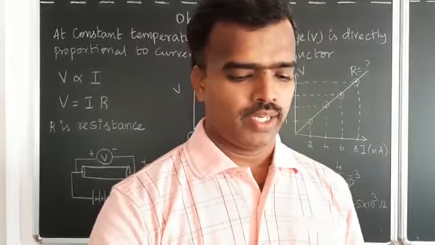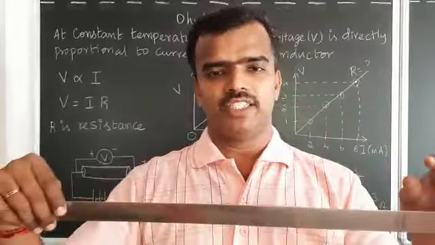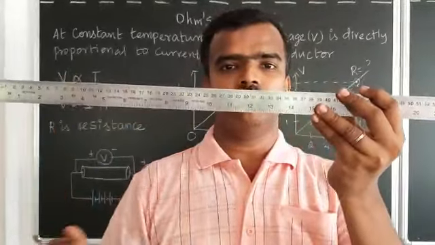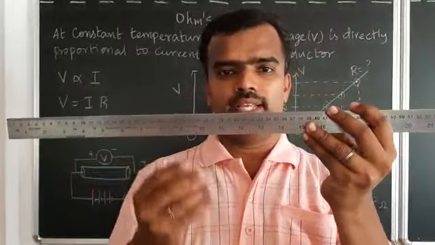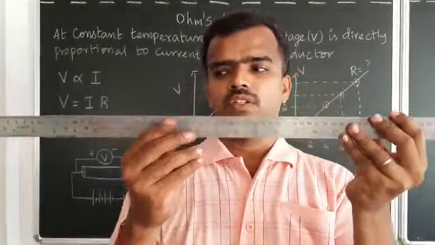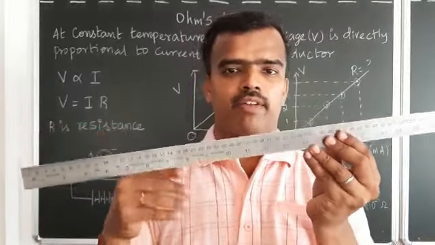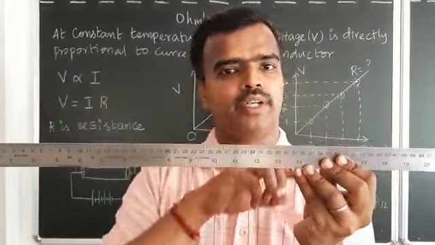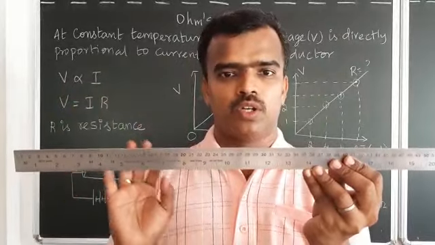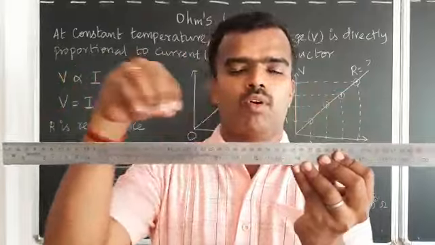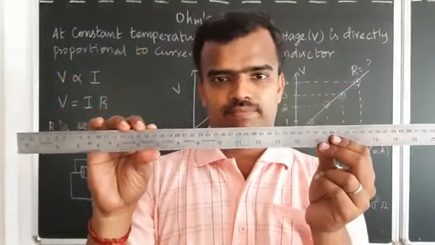Assume that this metal scale is a conductor. For that metal scale, I am going to apply some voltage. So this end is connected to the positive terminal and this end is connected with the negative terminal of the battery. If I switch on the battery, what will happen? Current will flow from the positive terminal to the negative terminal of that battery. So according to the applied voltage, current will flow in that conductor.